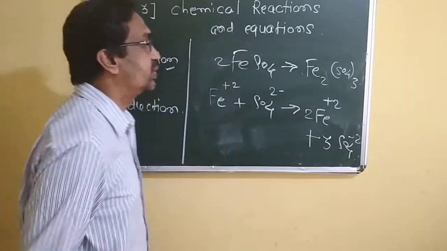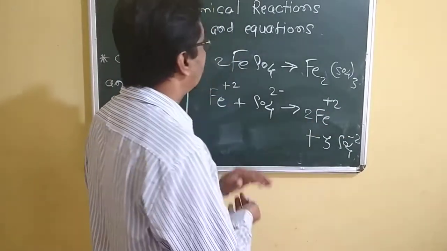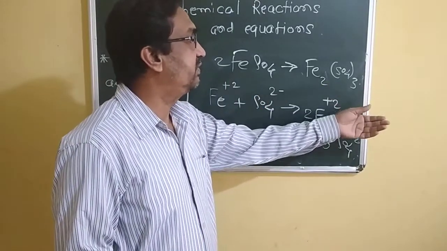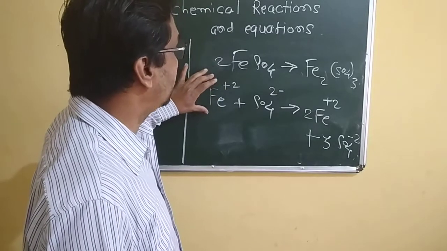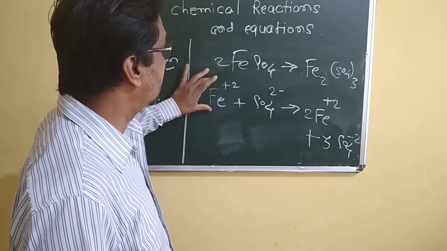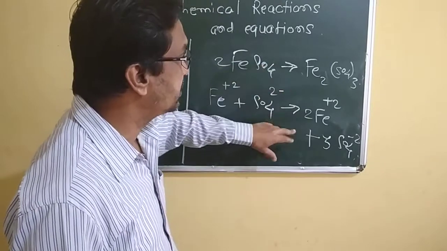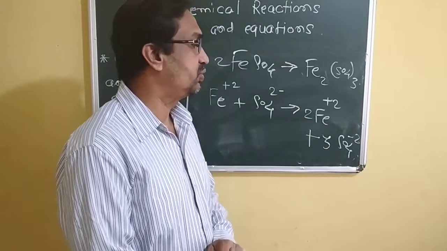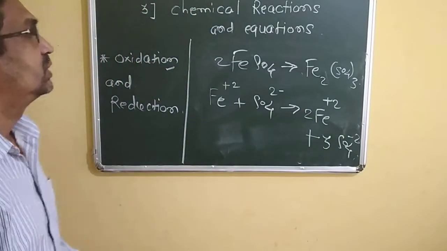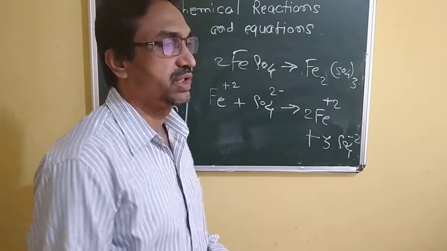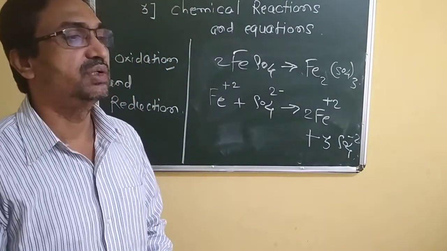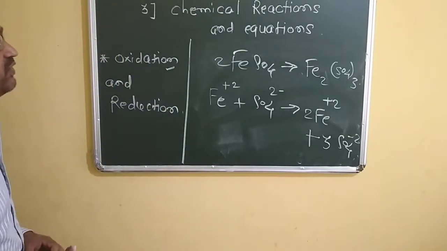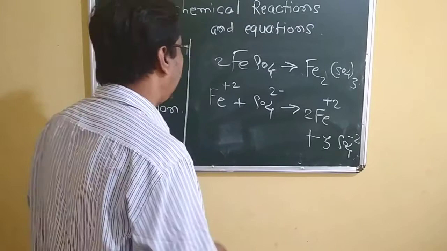Ferrous sulfate is converted, or oxidized, into ferric sulfate. The reaction is like that, and the ions are Fe2+ ions and SO4 2- ions, converted into Fe3+ ions and three SO4 2- ions. So the necessary substance which can carry out this reaction is an oxidizing agent. The oxidizing agent plays the main role here to oxidize ferrous sulfate into ferric sulfate.